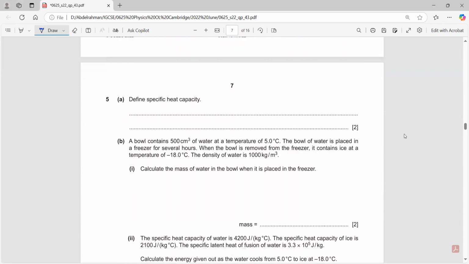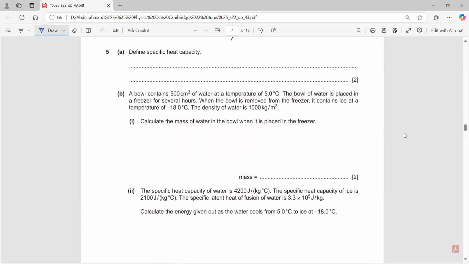Define specific heat capacity. What is the specific heat capacity? It's the amount of energy required to increase the temperature of 1 kilogram of an object or of a material by 1 degree Celsius or Kelvin. So it's the amount of energy required to increase the temperature of this 1 kilogram of mass by 1 degree Celsius.